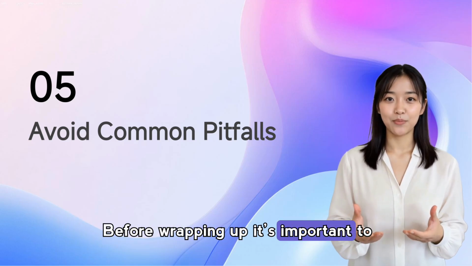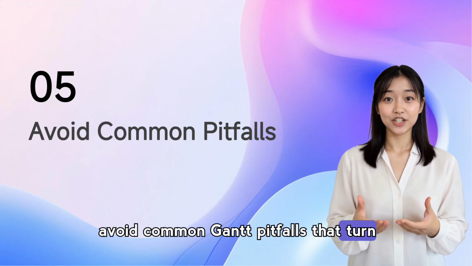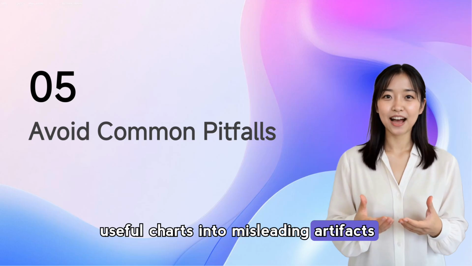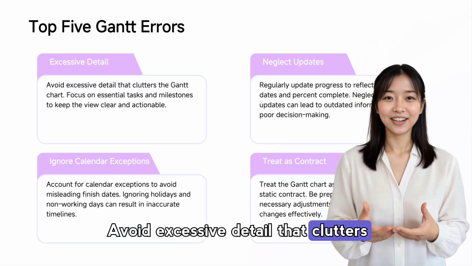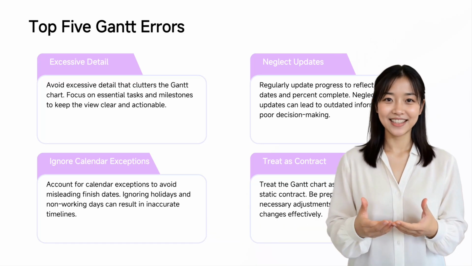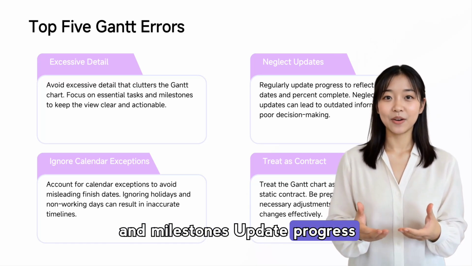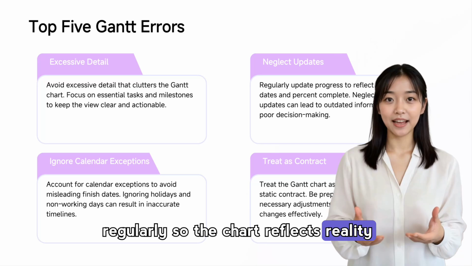Before wrapping up, it's important to avoid common Gantt pitfalls that turn useful charts into misleading artifacts and cause bad decisions downstream. Avoid excessive detail that clutters the view and focus on essential tasks and milestones. Update progress regularly so the chart reflects reality.